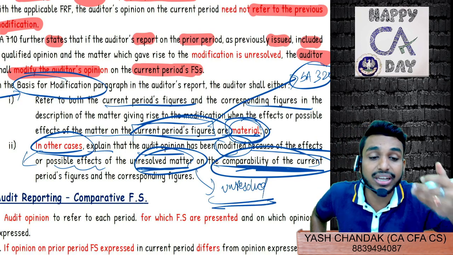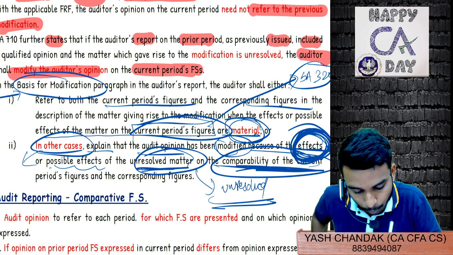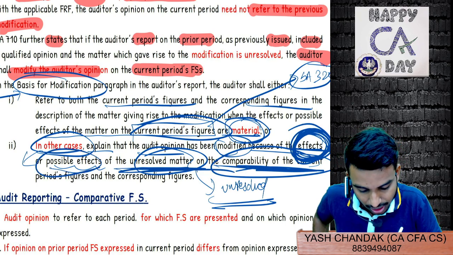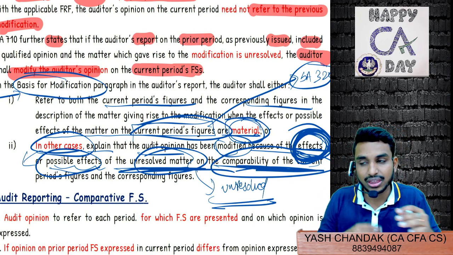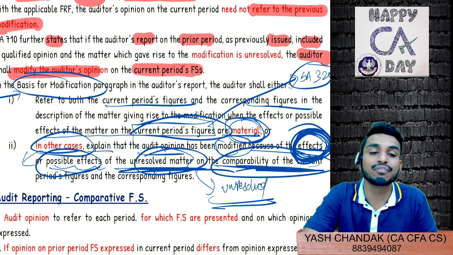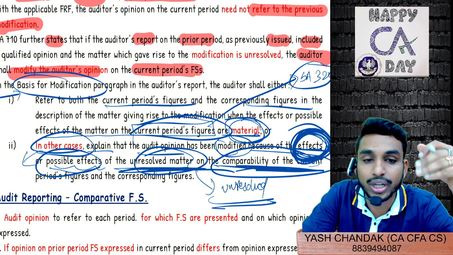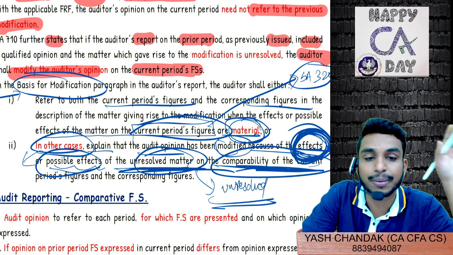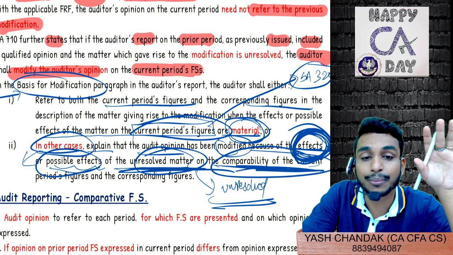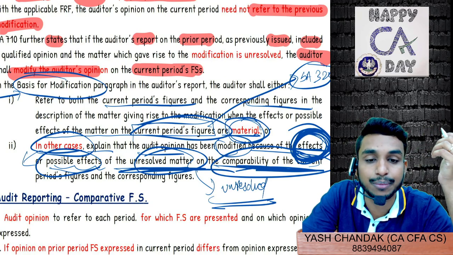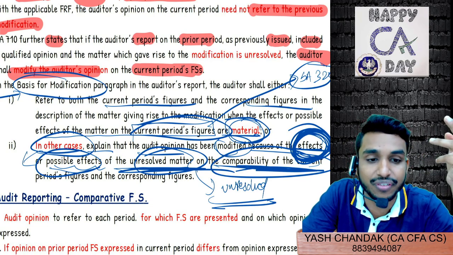And it can have the effect because of the effects or possible effects of the unresolved matter on the comparability of the same. That means this effect can be what? That you are not able to compare with the prior period figures. Whatever you wanted to compare of the current period figure with the prior period figure, you are not able to compare, and that is why you are modifying. You are not able to exactly refer to both the figures of the current period and the prior period because there is no significance of referring to the figures.